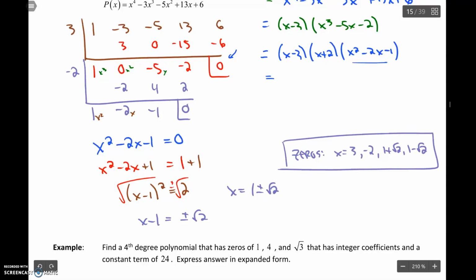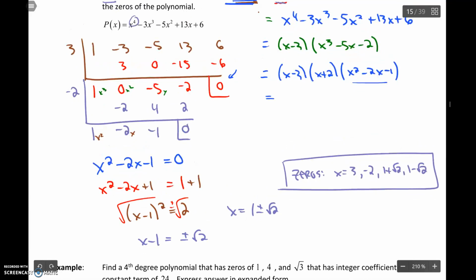Those last two zeros, this has got 4 x-intercepts, 4 zeros. The last two zeros happen to be irrational numbers. Still x-intercepts. These are actual numbers. I mean, they're real, right? So they are actual x-intercepts. It's just hard to approximate them.